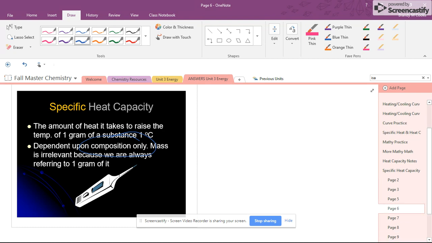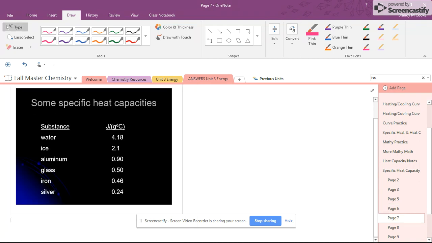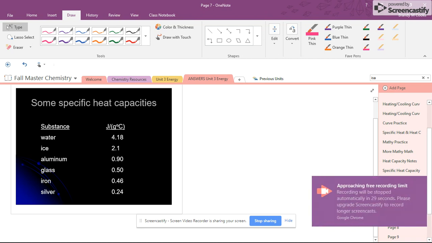And on this next slide, I'm just going to show you a list of some specific heat capacities. Random objects have a set value for their specific heat. And you can Google this. You can ask, what is the specific heat of liquid water? What is the specific heat of solid water? And Google will tell you.